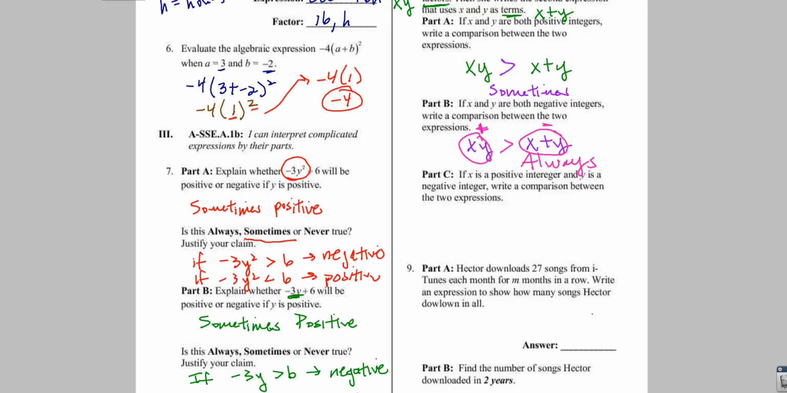Part C, if x is positive and y is negative, write a comparison between the two expressions. So xy compared to x plus y. Again, it's going to depend on the size.